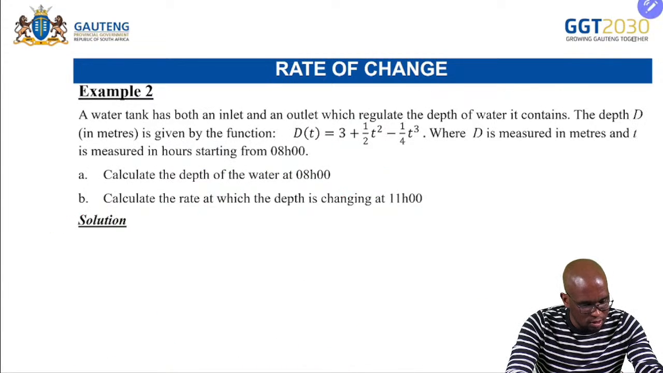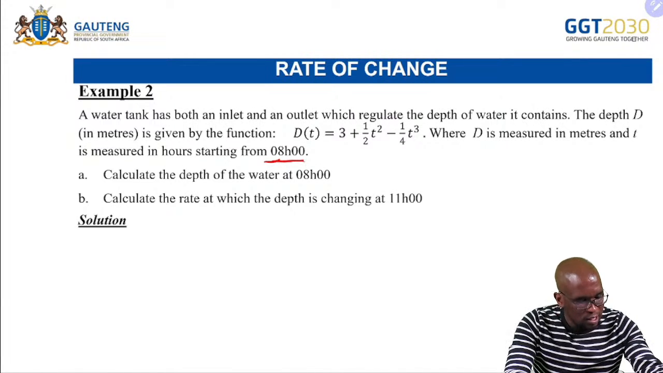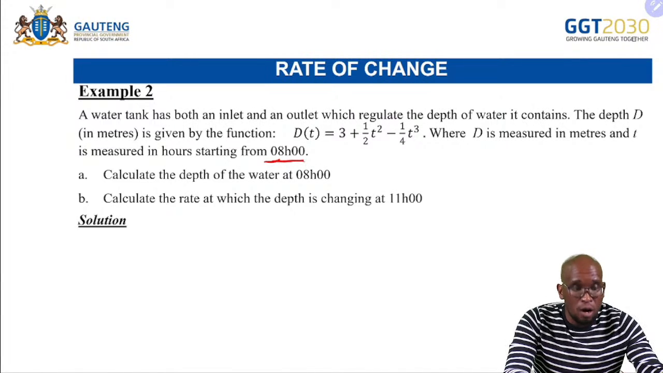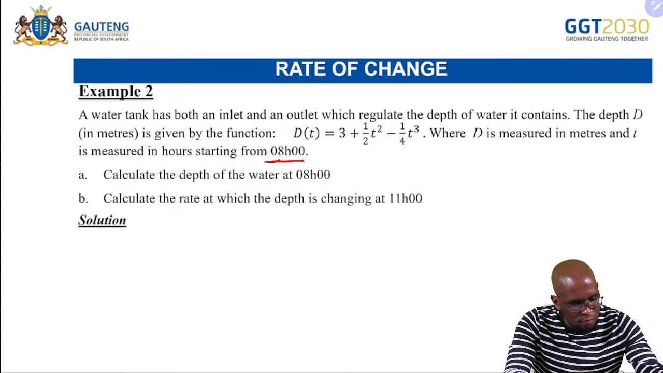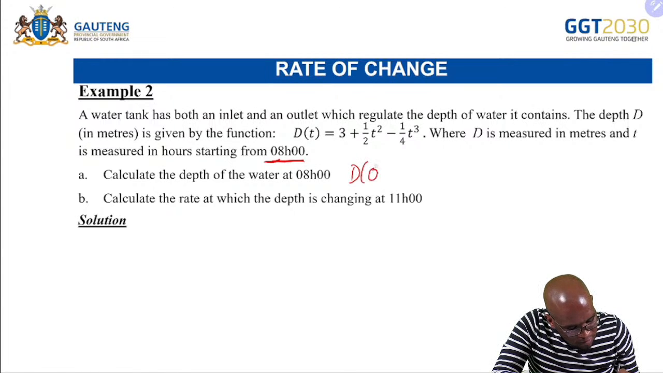Right, moving right along. Second one, still rate of change. A water tank has both an inlet and an outlet which regulate the depth of water it contains. The depth d in meters is given by the function d of t equals 3 plus half of t squared minus a fourth of t cubed, where d is measured in meters and t is measured in hours starting from 8. So we are measuring the time in hours, but we start at 8 o'clock. They say calculate the depth of water at 8. Remember, at 8, that's where we start. So that should be d at 0.